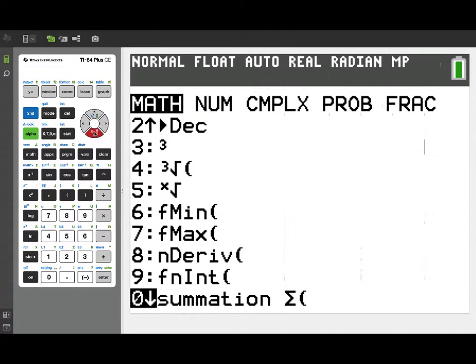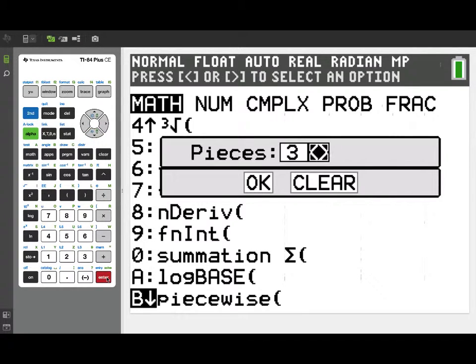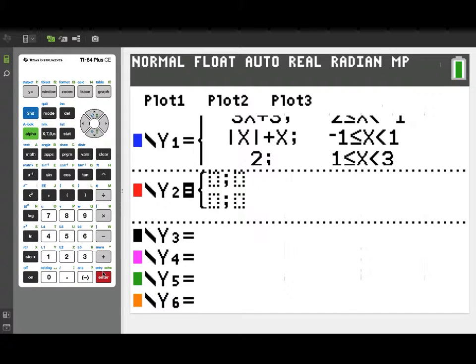So I've gone to the math menu, and if you go all the way past the bottom to B, you'll see piecewise. That gives you an option of defining how many pieces you would like in your formula. It can be anywhere from 1 to 5. To illustrate, let's just do a formula that's in 2 pieces. So I've selected 2, and notice that y2 now has presented this template where I have spaces for 2 formulas as well as the specific domains for x values that those formulas will be valid for.